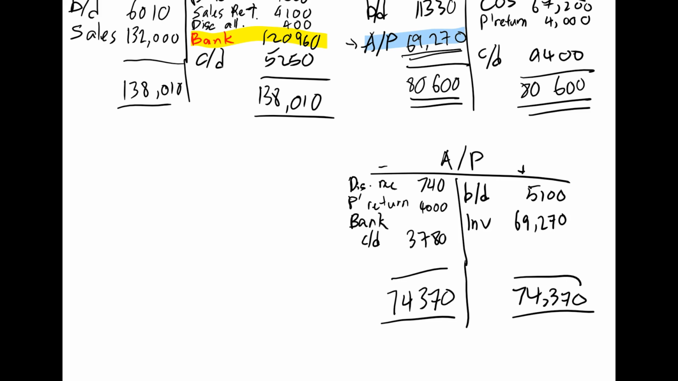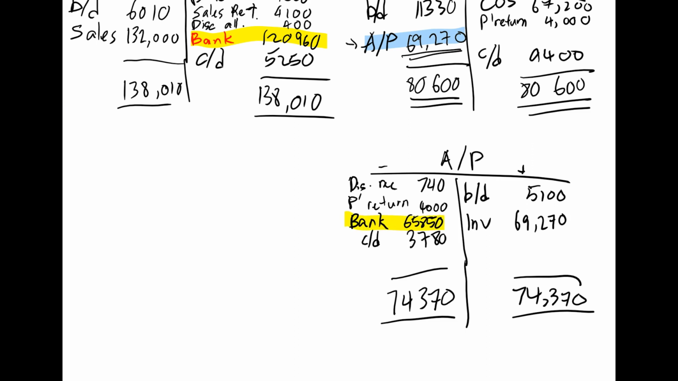Find out a balancing figure over here. So 74,370 minus 740 minus 4,000 minus 3,780, you will get 65,850. This figure over here, you need to highlight in yellow, because this is the amount that we need to record.